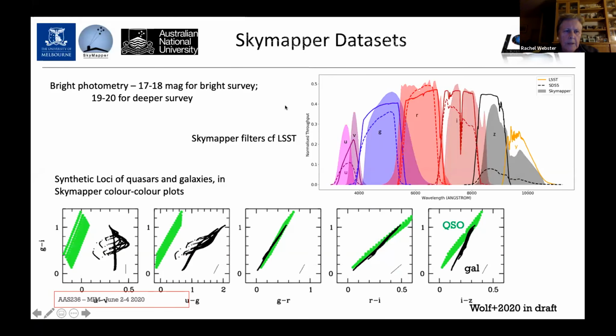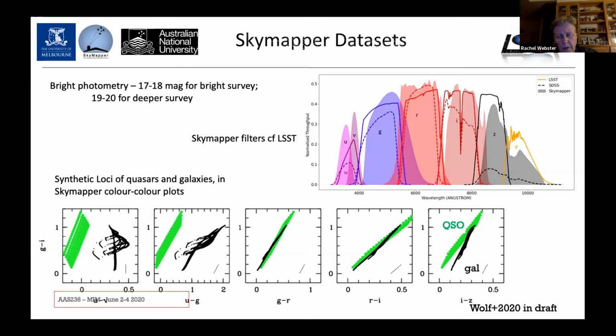So SkyMapper has some advantages, and I think will provide a strong and useful zero point for LSST. So it is bright photometry, 17 to 18 for the bright survey, 19 to 20 for the deeper survey, but the photometry is now very, very good. So a lot of the bugs have been ironed out, and it does cover the whole southern sky. So this is a tremendous advantage in terms of thinking about setting a zero point for the LSST photometry.